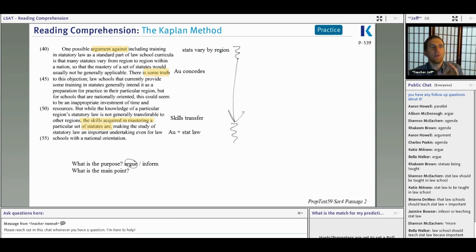Because remember, notice the author said they were getting too little attention. It's not like the author told us that they were never being taught at all. Basically, statutory law should be taught more in law schools. And of course, the reason why is all the benefits that the author lists. But that's the author's main point. So if you figure out the purpose of argue or inform, then you can figure out the main point. Because if it's argument, it's whatever the author is arguing for. If it's informative, it's whatever the author is giving you information about.